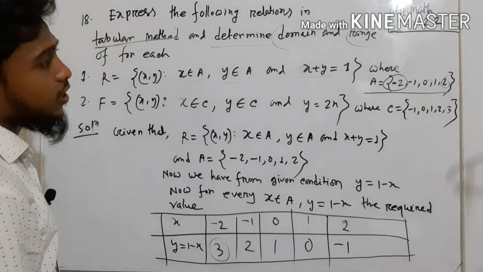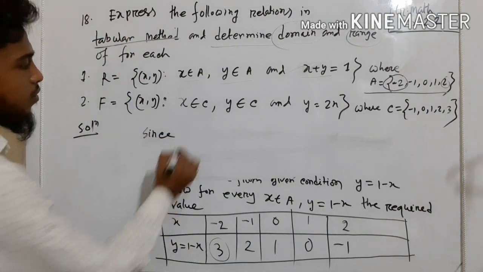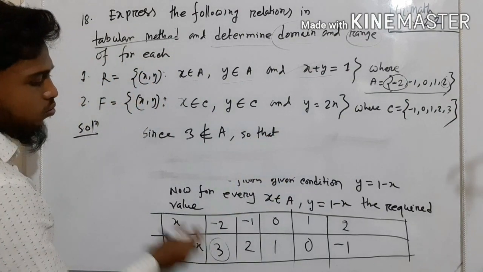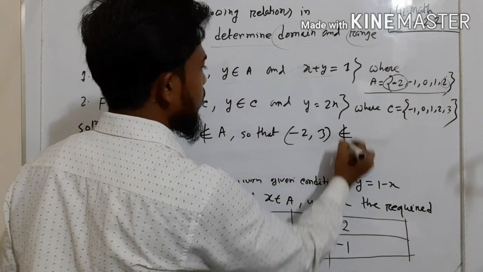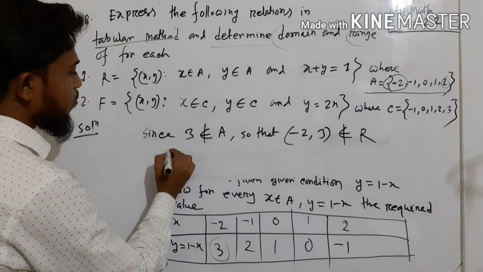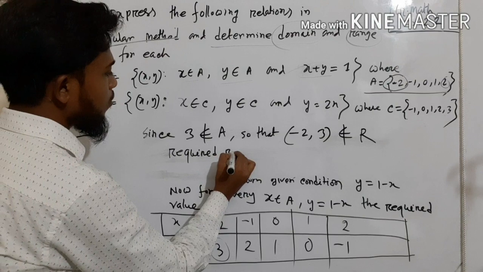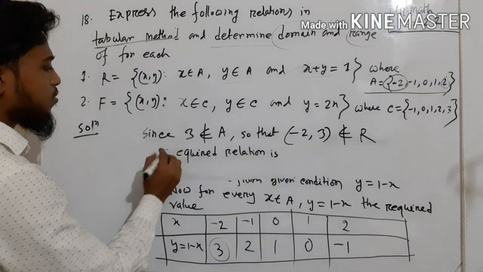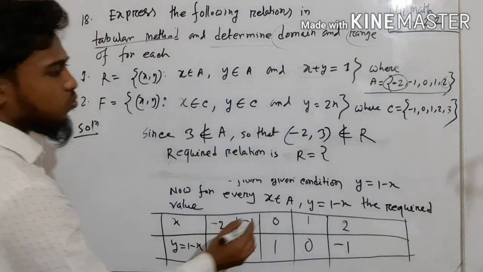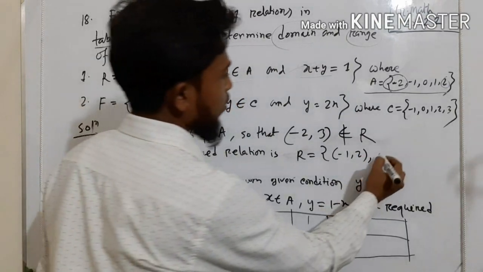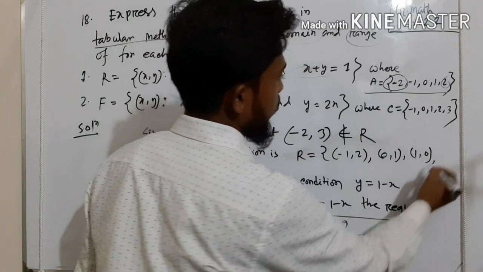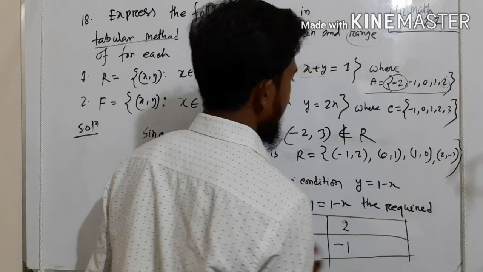So here we see that 3 is not an element of A. Since 3 is not an element of A, minus 2 comma 3 is not in relation R. So our required relation is R equal to minus 1 comma 2, 0 comma 1, 1 comma 0, and 2 comma minus 1. This is our required relation.